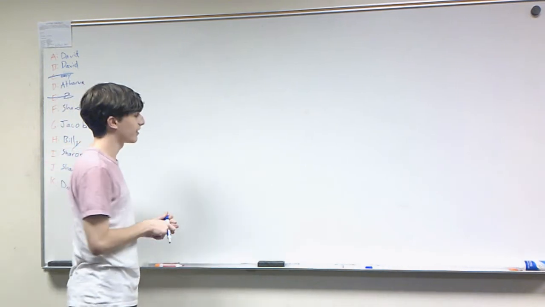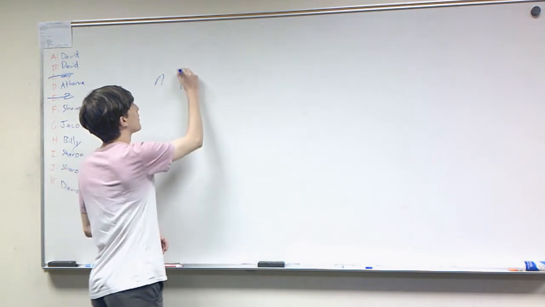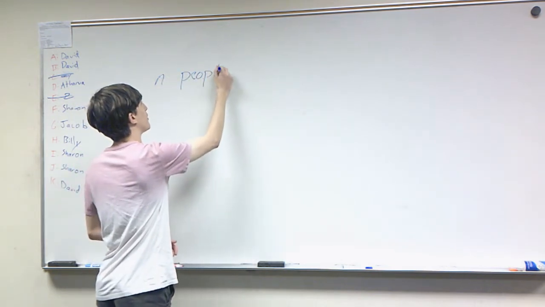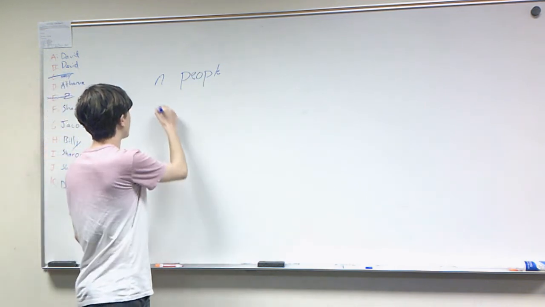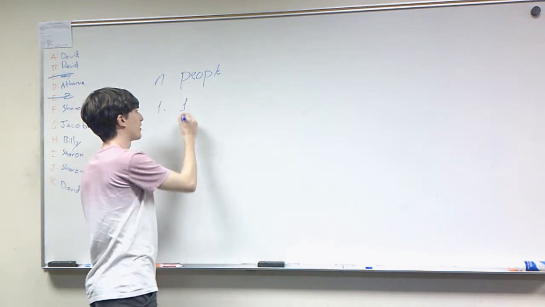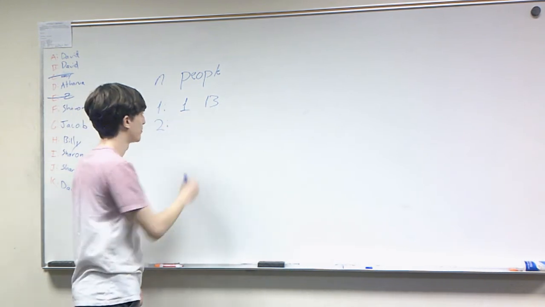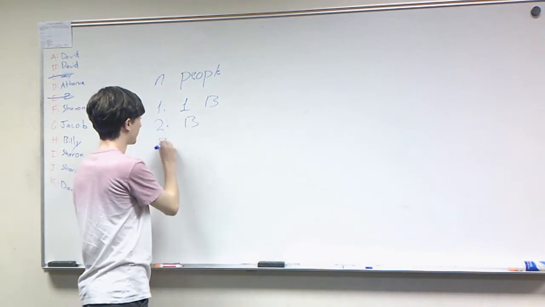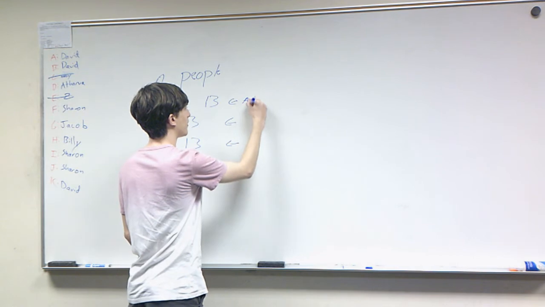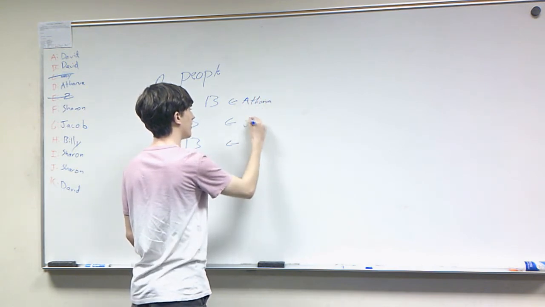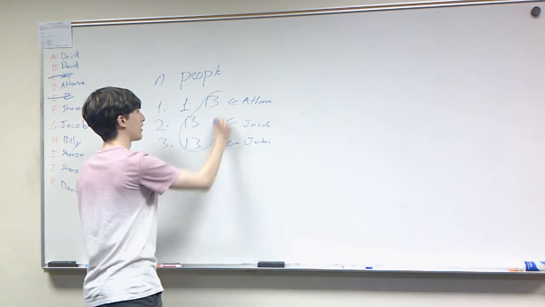In this problem you're given n people. For each person, there's a number that relates to them spiritually. So for example, person 1 might relate to the number 1, and he might relate to the number 13. And person 2 might relate to the number 13, and person 3 might relate to the number 13. This is Atharva, and this is Jacob, and this is John, because they clearly have a common relation.